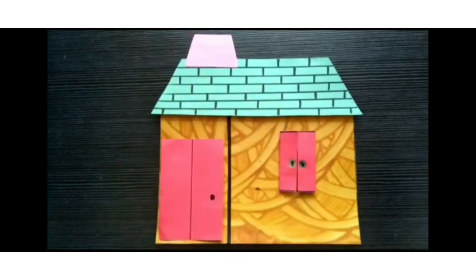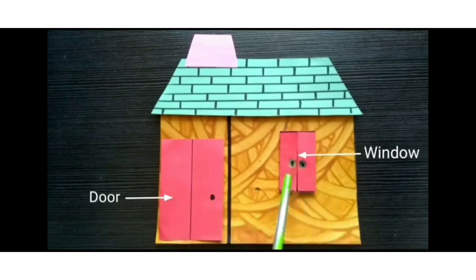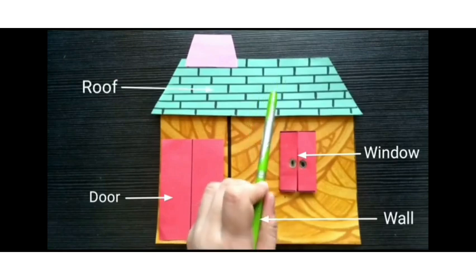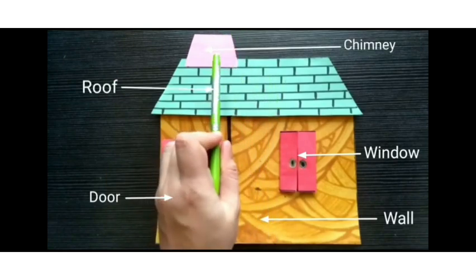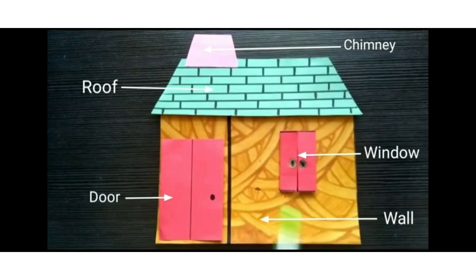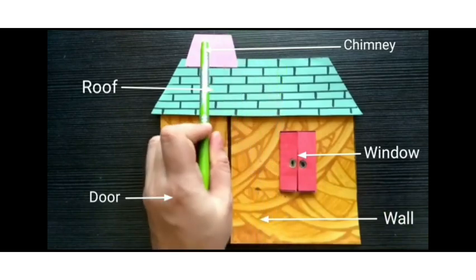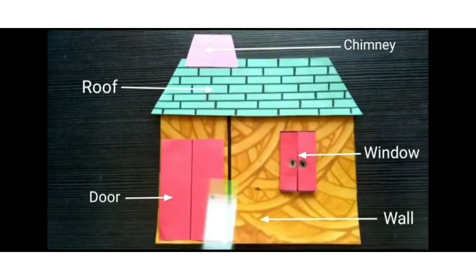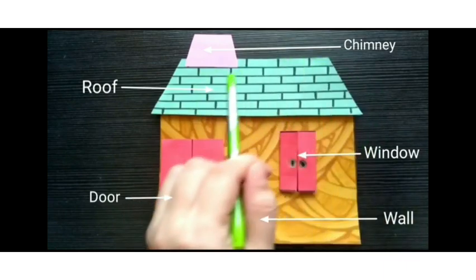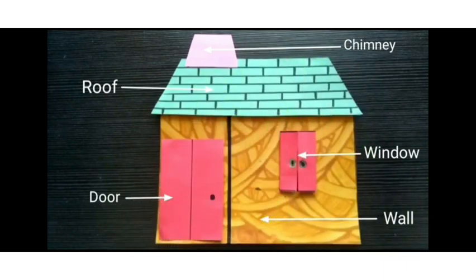Let's name the parts of the house: door, window, wall, roof, chimney. Once again, repeat with me, children. Door, window, wall, roof, chimney. You have to do this same thing and send it to your teacher. Or else you can color a plain paper and paste it like this.